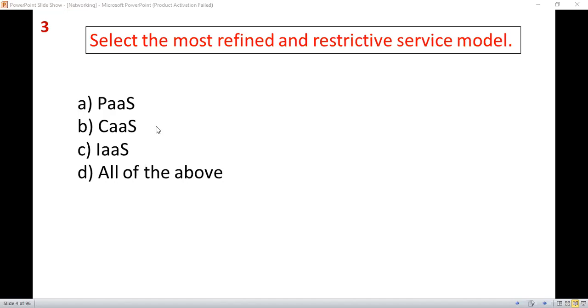We have a different type of model, as you can see on your screen, the PaaS model. Can anyone tell me what PaaS stands for? Anyone know? Okay. PaaS stands for platform as a service, and it is a complete development and deployment environment in the cloud.